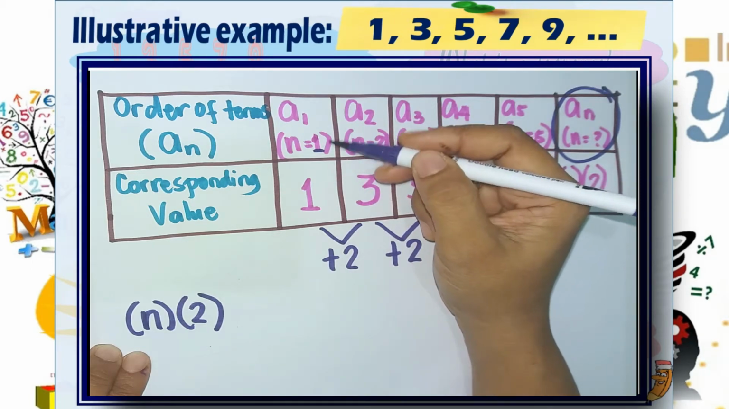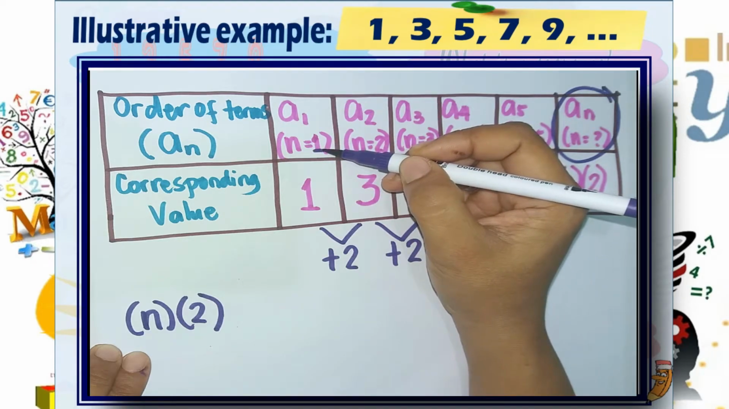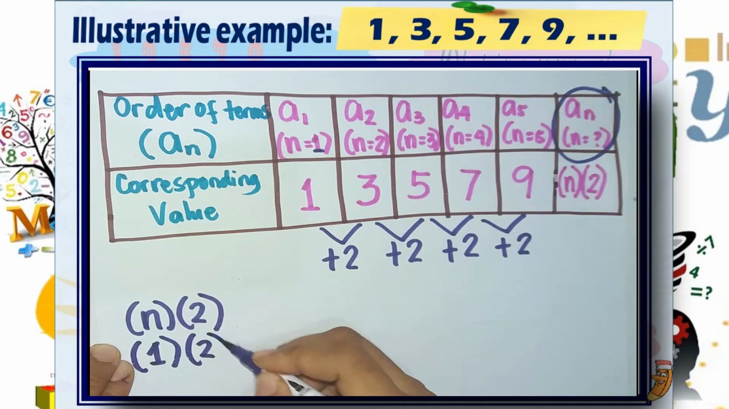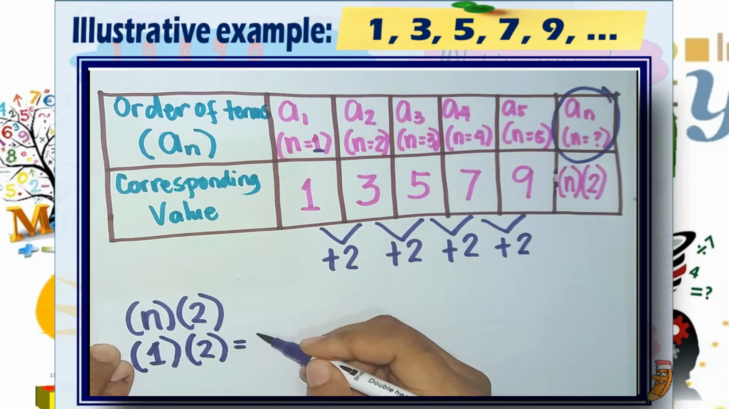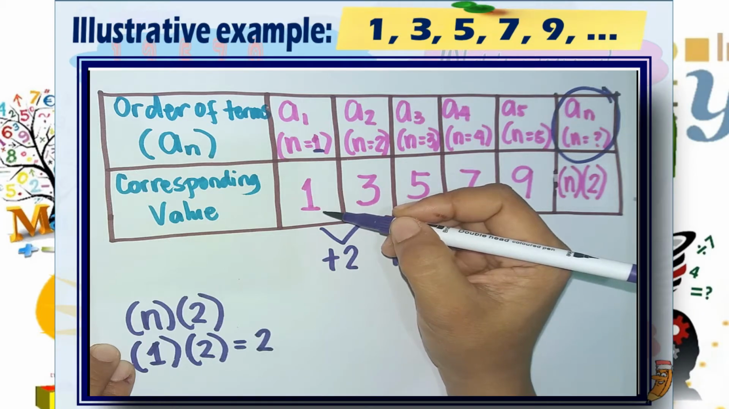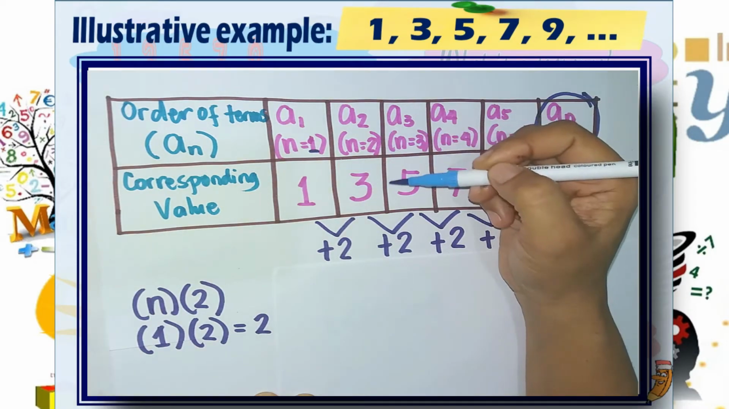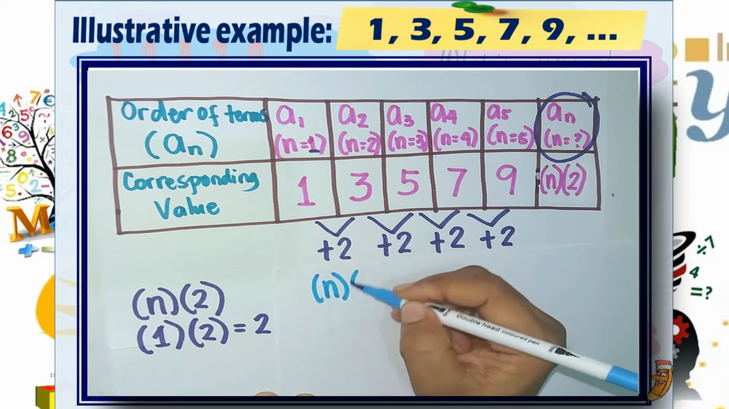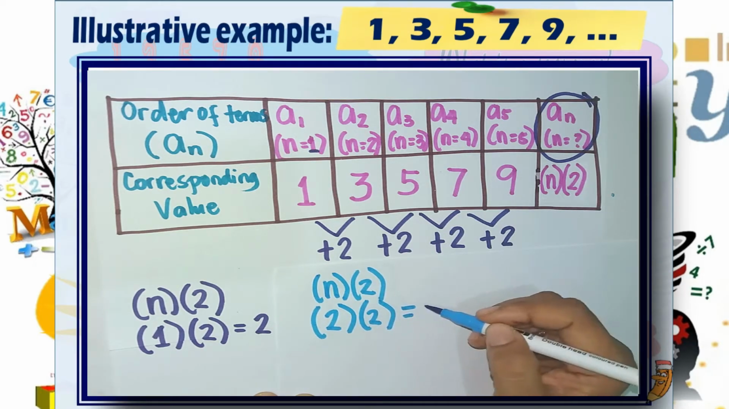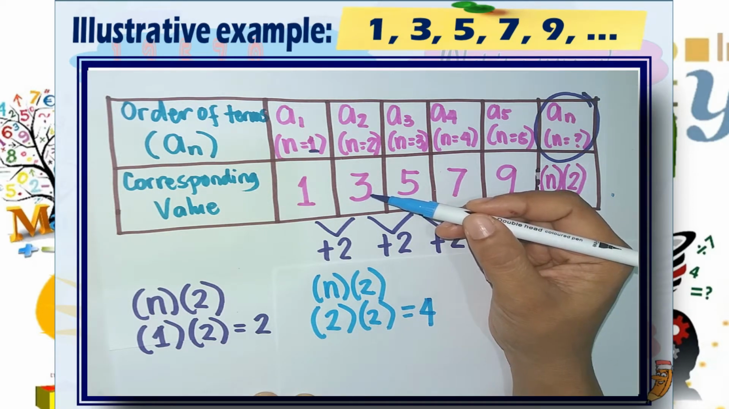If we look over here, n is 1. Let's substitute 1 to n. 1 times 2 will become 2. We don't need 2, but we need 1 as the first term. What will you do? Let's try for the second term, where n is equal to 2. N times 2. 2 times 2 is equal to 4. But you need 3 as the second term. So what will you do?